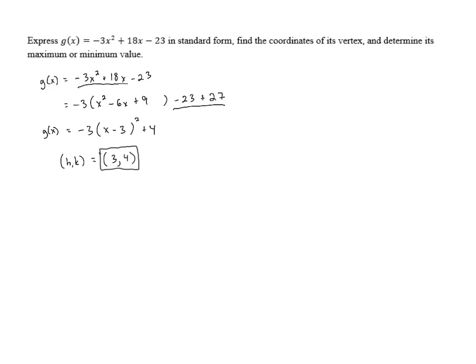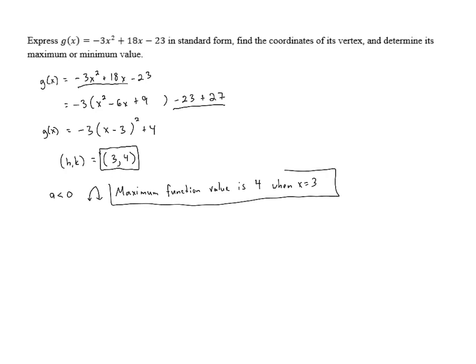And lastly, we need to determine whether we have a minimum or maximum value and where it occurs. In this case, the leading coefficient is negative 3, so a is less than 0. That means our parabola is opening downwards, and we're going to have a maximum function value. And that maximum function value is 4, and it occurs when x equals 3. So there we go.